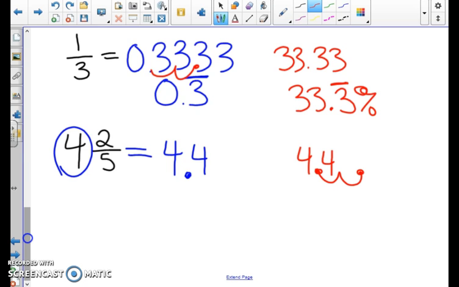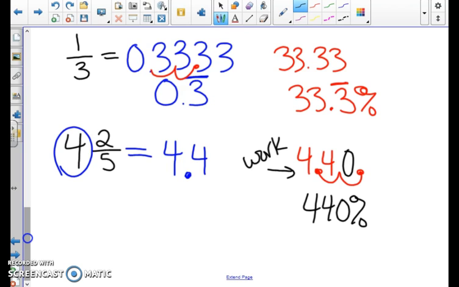Now here's the question of the century. What do I do with this empty, I always call them egg cartons because that's what they look like to me. If it's empty, you just add a 0, y'all. That's it. So now I would rewrite that because once again, this is your work. That is not your answer. Your answer is 440%.